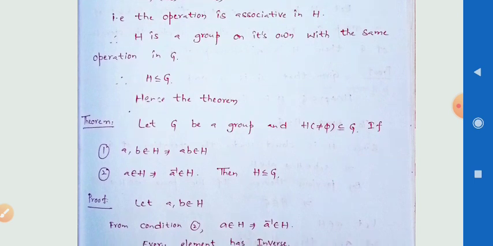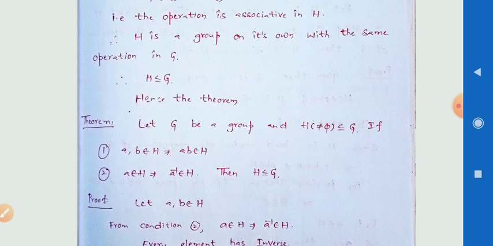Next, another theorem. Let G be a group and H a non-empty subset of G, and the given conditions are: first, a, b belong to H implies ab belongs to H. Second, a belongs to H implies a inverse belongs to H. Then we have to show that H is a subgroup of G.